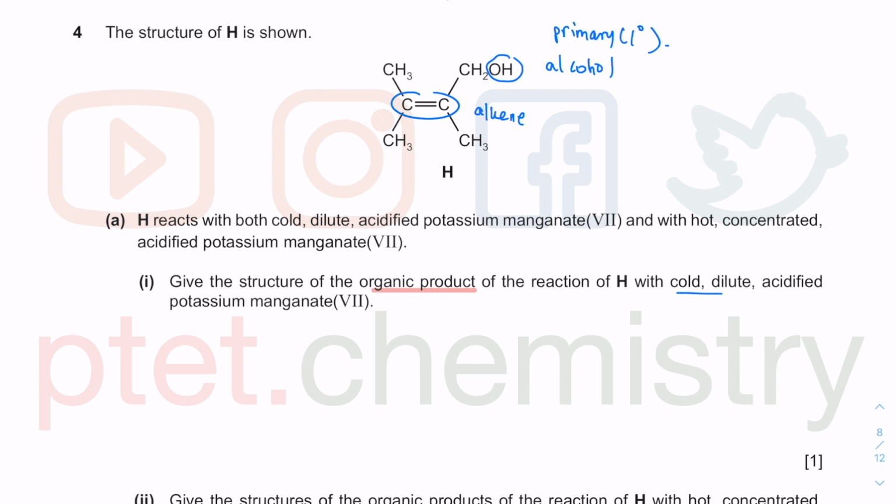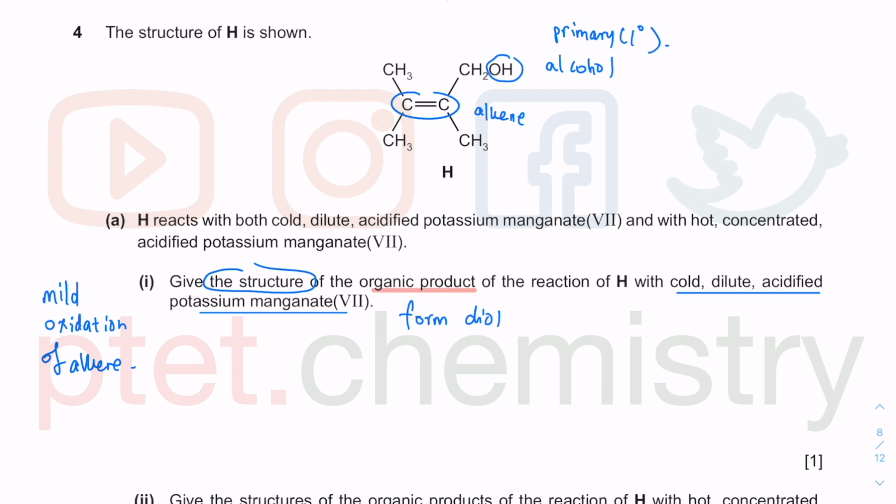When you react with cold dilute acidified potassium manganate(VII), this is the mild oxidation of an alkene. When you do mild oxidation of alkenes, you are just going to add OH and OH. You're going to form a diol, where both carbons of the carbon-carbon double bond gain oxygen. They say give the structure. They don't say skeletal or structural, so you can follow this one, and just give OH and OH where you lost the double bond.